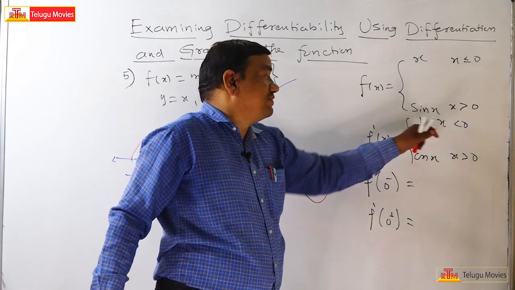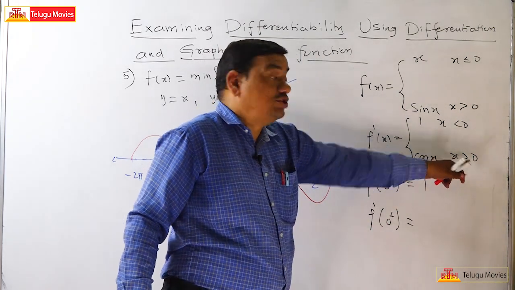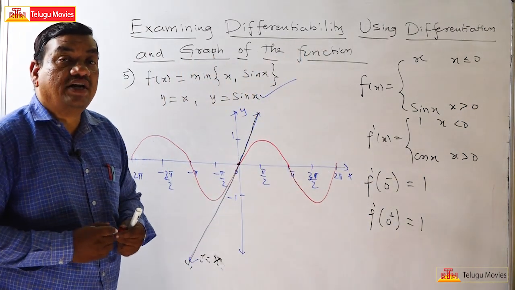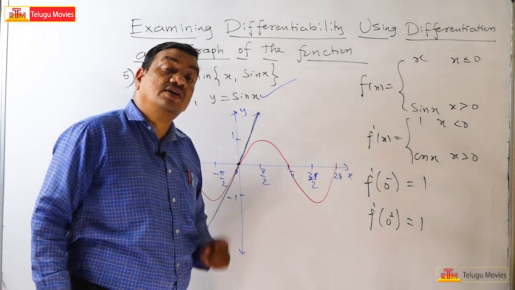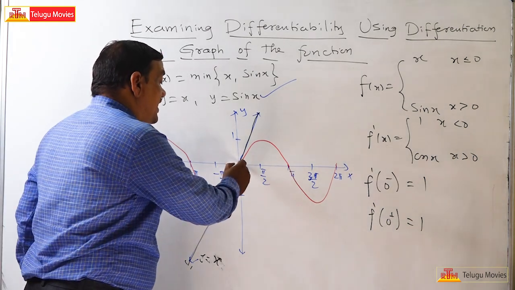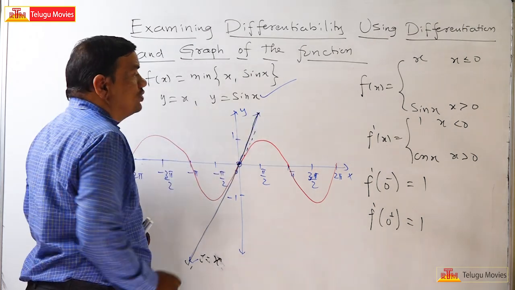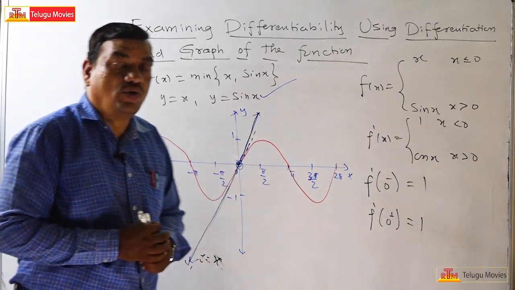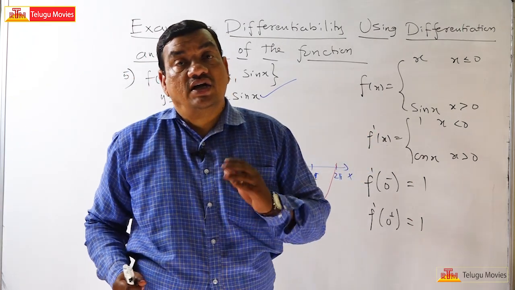f dash of 0 minus is what? 1. Okay, f dash of 0 plus means x greater than 0, cos 0 value is equal to how much? 1. So the left hand side derivative and right hand side derivative are both the same, and therefore the function is differentiable at x is equal to 0. So we have a small doubt here. At x is equal to 0, for both the curves we have a tangent. We have a tangent at x is equal to 0. Okay, I hope that you understand today's concept and problems. Let us see tomorrow.